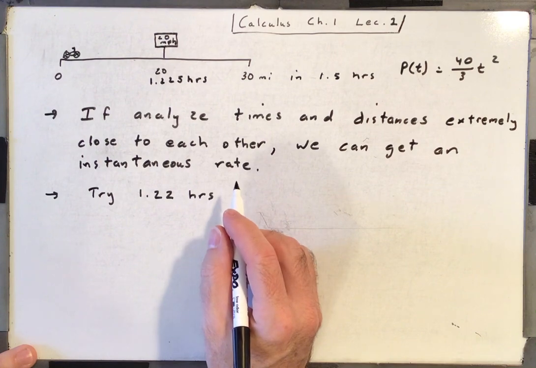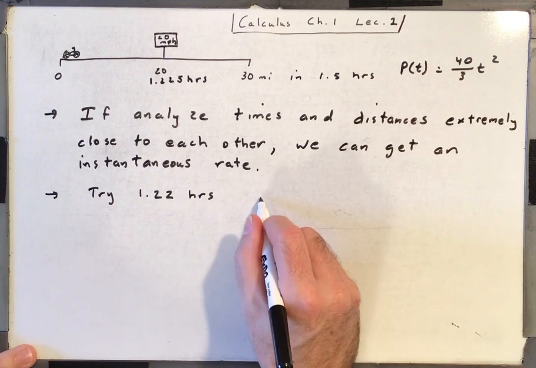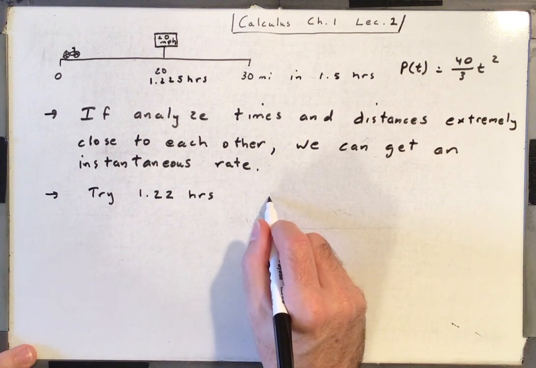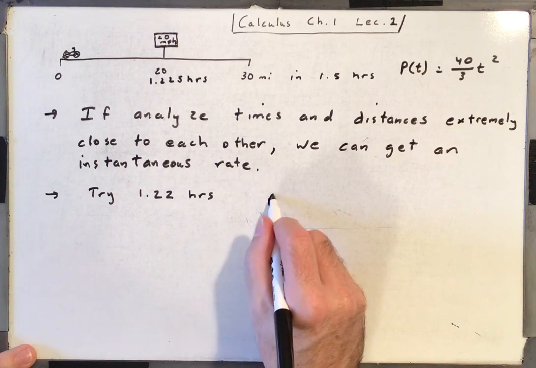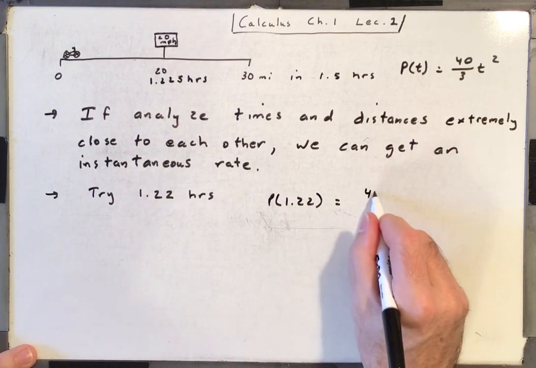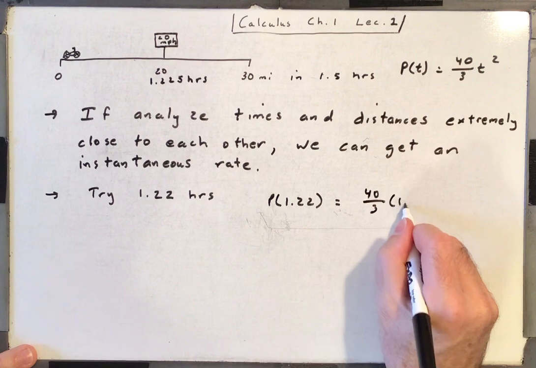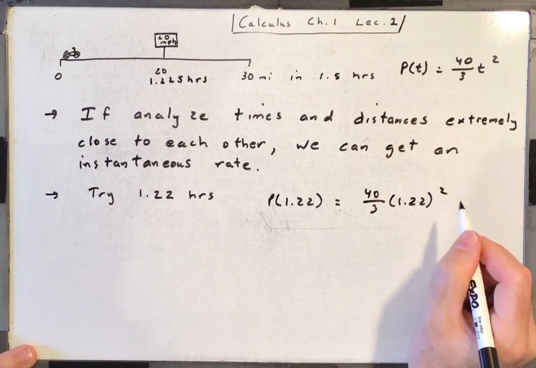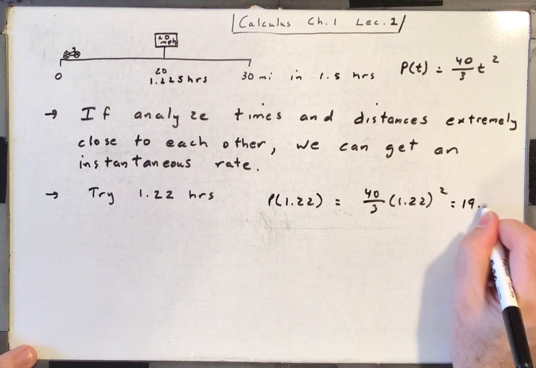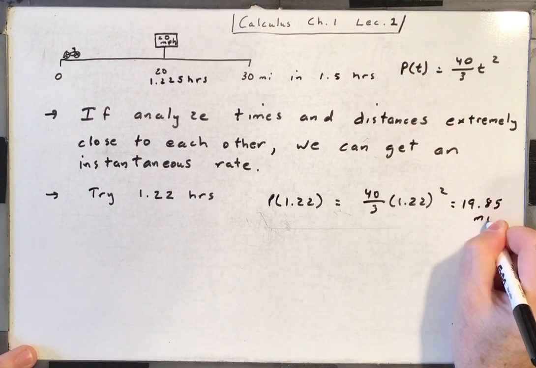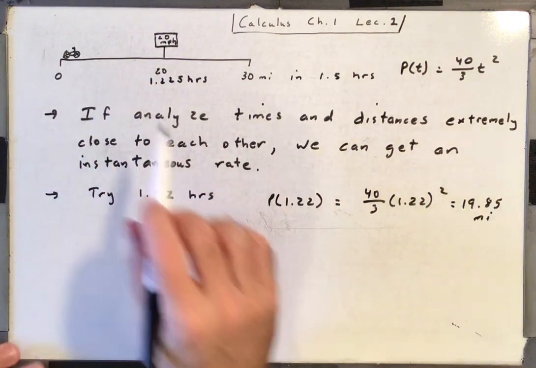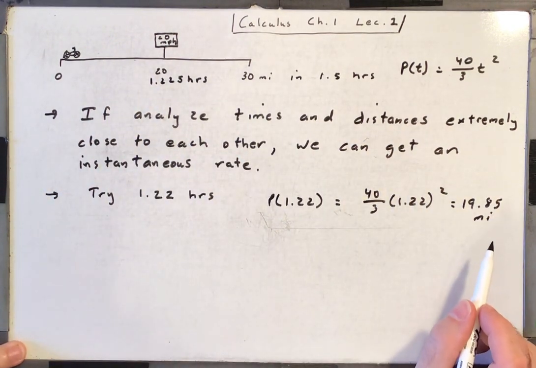But P of 1.22. All right, so we've got 40 over 3 times 1.22 squared, right? That is 19.85 miles. Now that's still 0.15 miles away, but we've gotten it closer. Last time we were at 0.8 miles away, so we're getting closer.